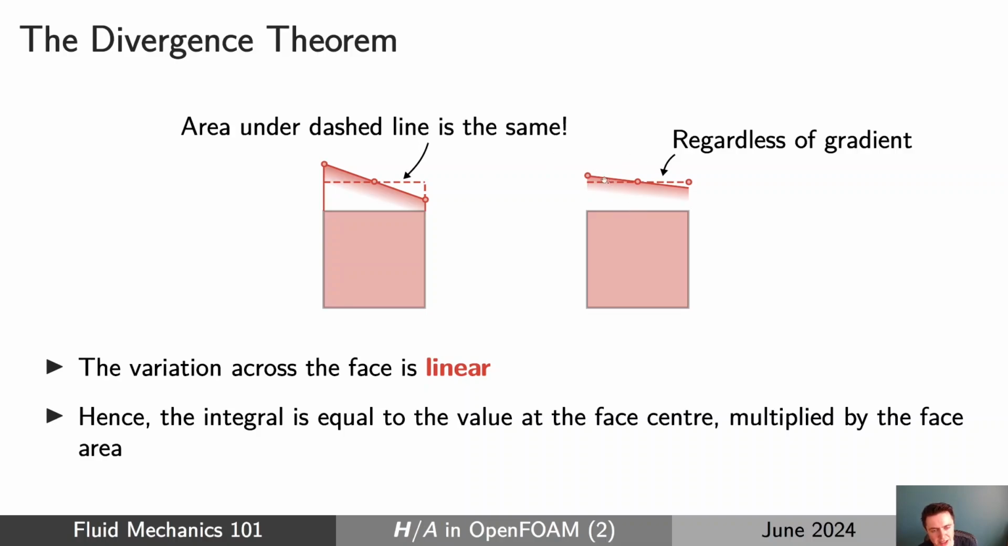If you look at the second image, if you change that gradient, increase it or decrease it, as long as it's pinned at the center and you have the value at the face center, the area under the curve will always be equal to the value at the face center multiplied by the face area. This is a really key and useful result, and formally it's known as the midpoint rule or the midpoint theorem, but I like to think of it visually this way.